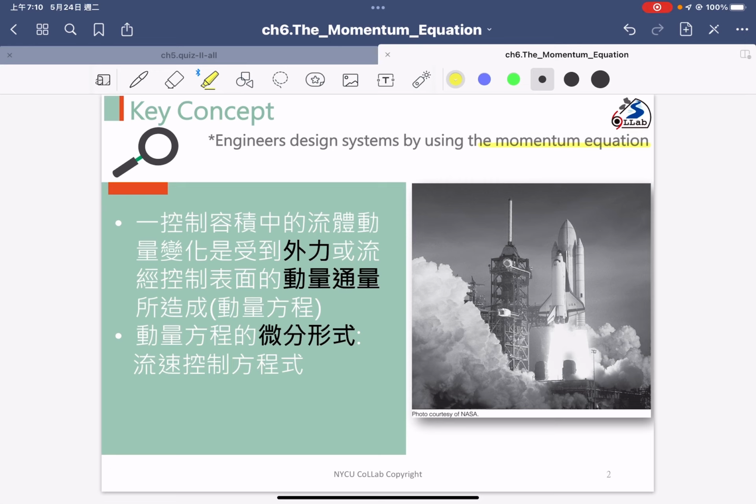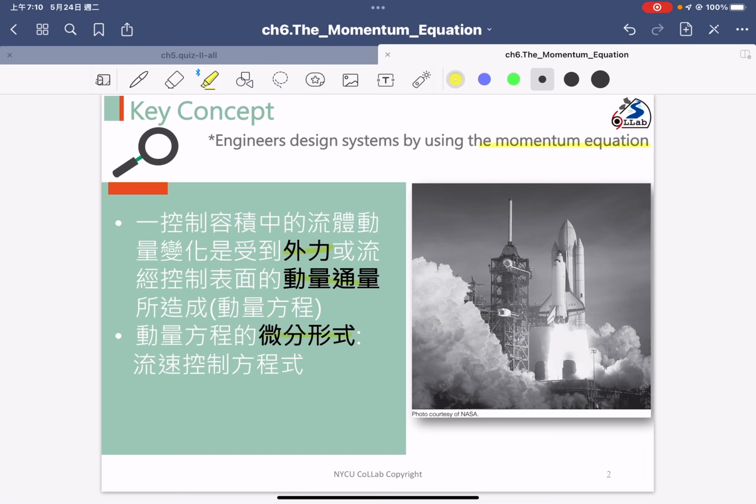As the words showing here, the first item we need to know is what the external force is and what the momentum flux is. And finally, we will introduce the differential form for the momentum equations, which is the governing equations of the flow field.